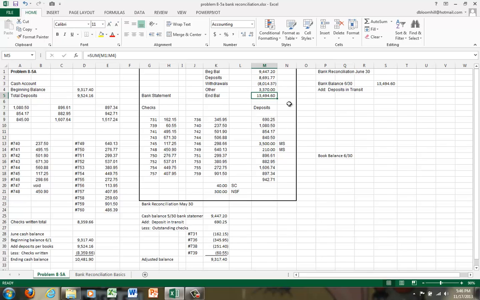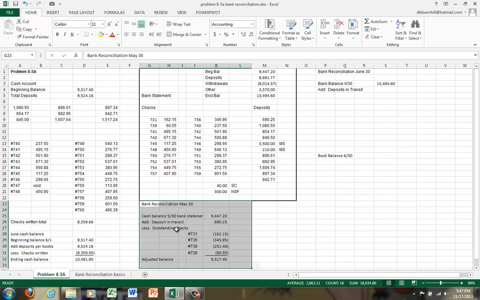The bank shows we have $13,494.60. Now don't think that our true balance is somewhere in between the two. We could have a $10,000 outstanding check, or we could have a $10,000 outstanding deposit. So the true balance that we have available to spend could be very, very different. One final thing that we're going to need is last month's bank reconciliation.